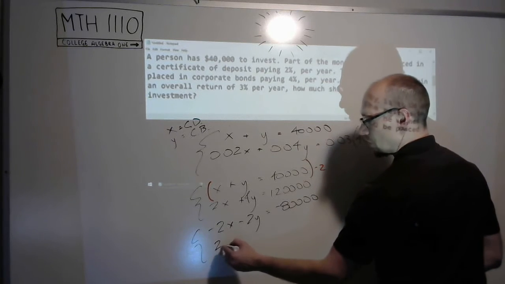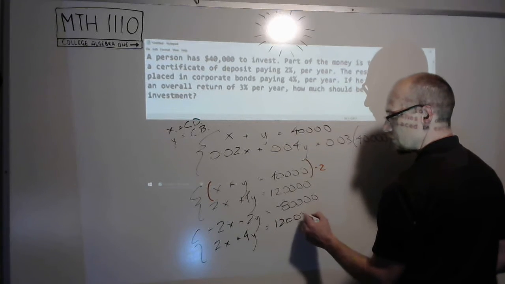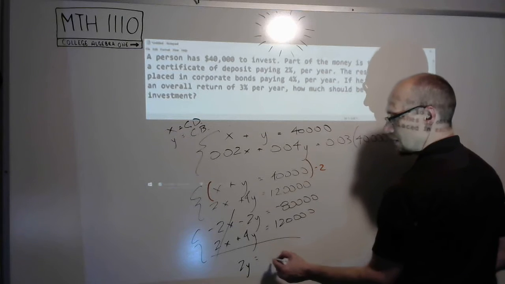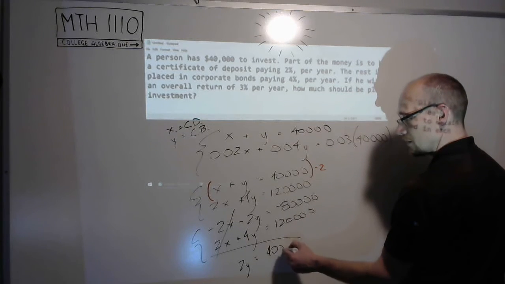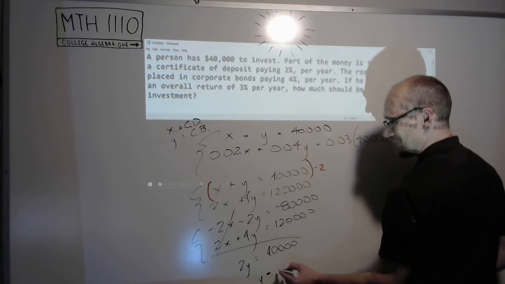Leave the bottom equation alone. 2x plus 4y equals $120,000. When you combine those together, you get 2y equals 40. Oh, I made a liar out of me.